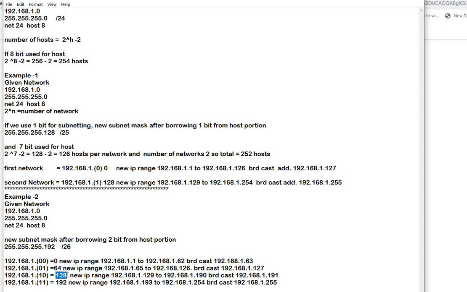Similarly, the third network is 192.168.1.128. IPs start with 129 and continue until 190. 191 is the broadcast address for the third network, and the fourth network is 192. IPs start with 193 and continue until 254, and 255 is the broadcast for the fourth network. So this way we can do subnets. Also, if we take 3 bits for subnets, there will be 2 to the power 3, a total of 8 networks. Similarly, it can be derived. Okay, thanks a lot. Thanks for watching.